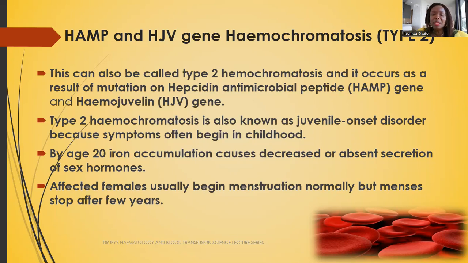By the age of 20, iron accumulation causes decrease or absence of secretion of sex hormones. But in females that are affected, they can start menstruation, but this will eventually stop.